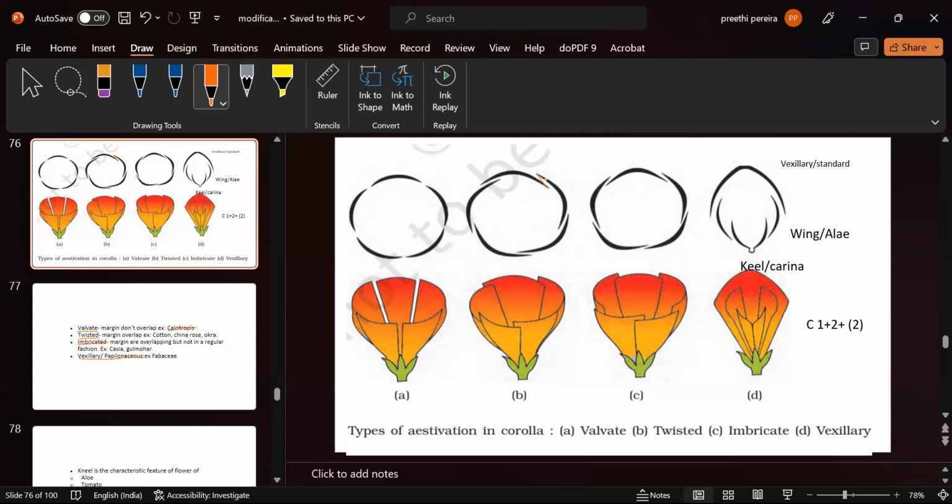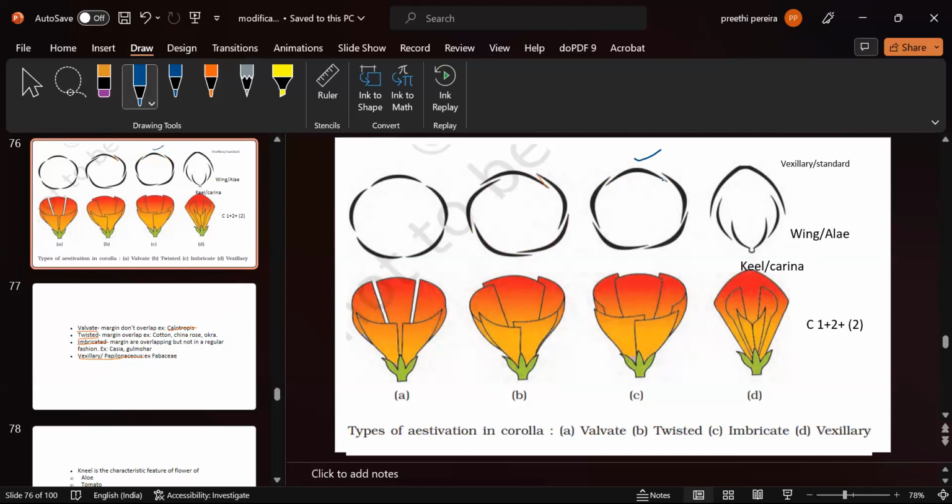Complete overlapping on one another. But here it doesn't have that orientation. Here you can see, look at this margin. This sepal or petal, you can see over here. Both the margins are inside. Can you see over here? Wait, I'll erase and then I'll show you all. Look at this one. Look at this one.